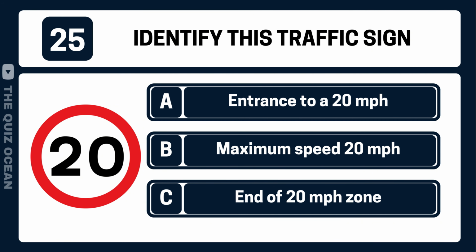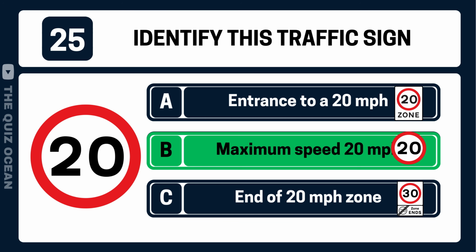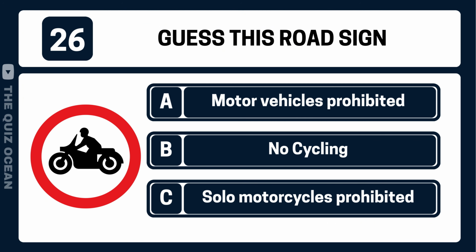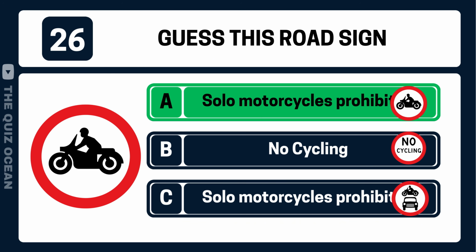Identify this traffic sign. Correct. This sign shows a maximum speed limit of 20 miles per hour. Guess this road sign. Good catch. This sign prohibits solo motorcycles on this road.